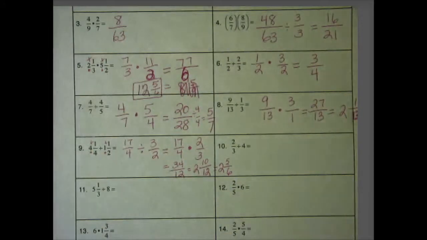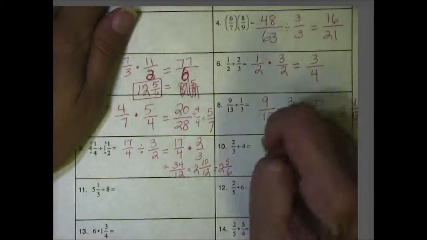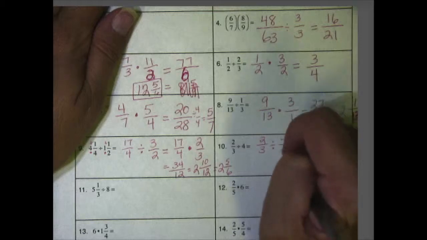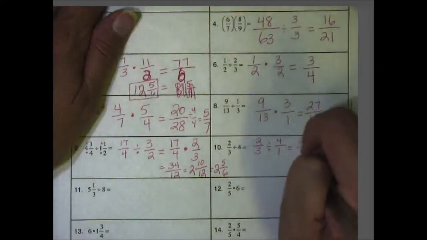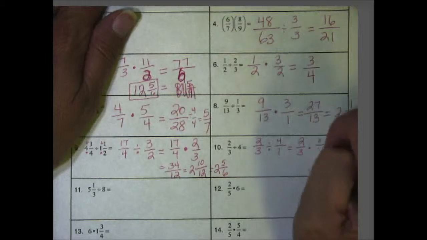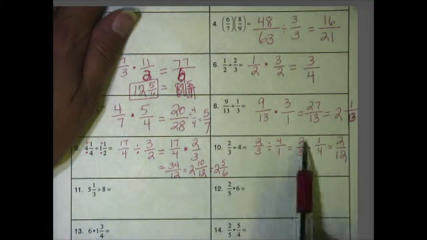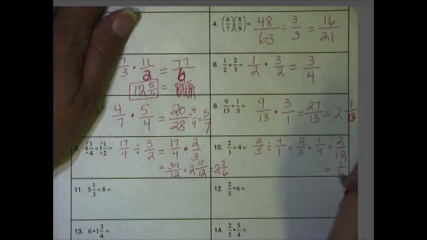All right, number 10. Now we've added whole numbers in with these fractions. Remember that a whole number can be changed to a fraction by putting it over 1. So 2/3 divided by 4 over 1. The next thing we need to do is change it. 2/3 times 1 over 4. And we get 2 over 12. Remember, multiplying straight across. And then simplify to 1 over 6.